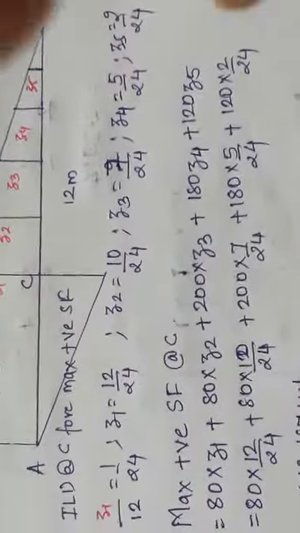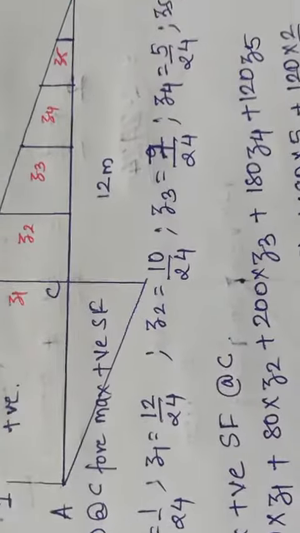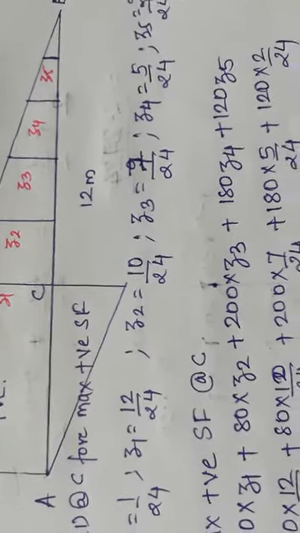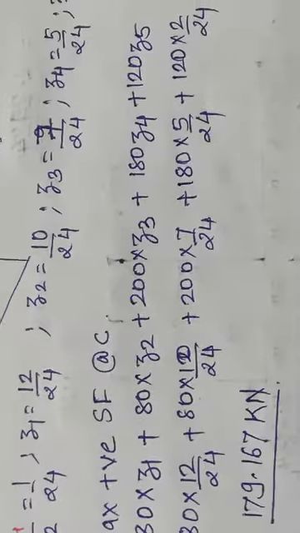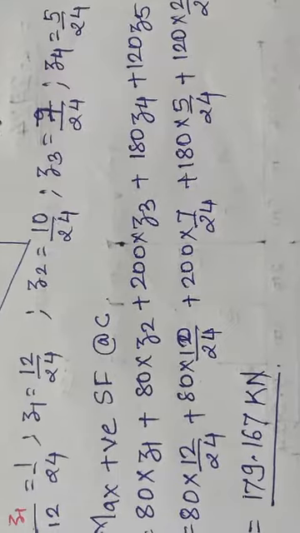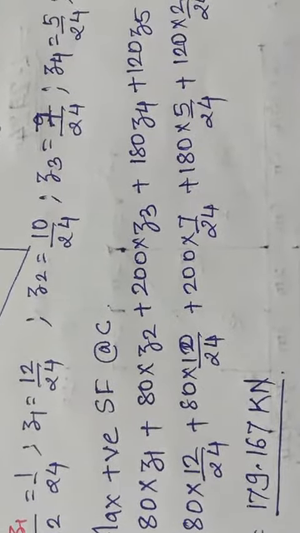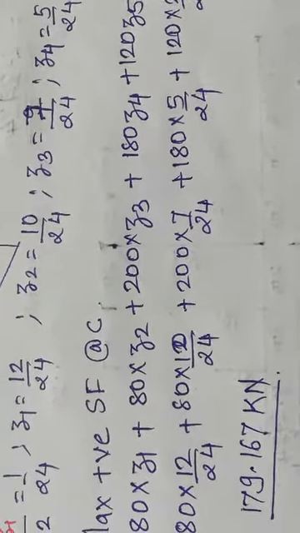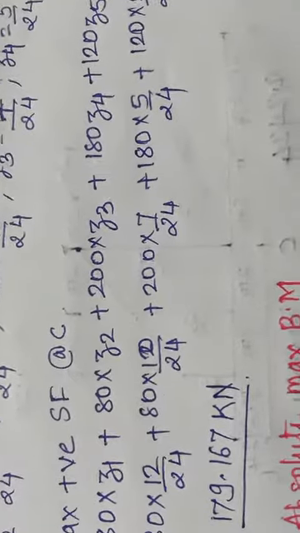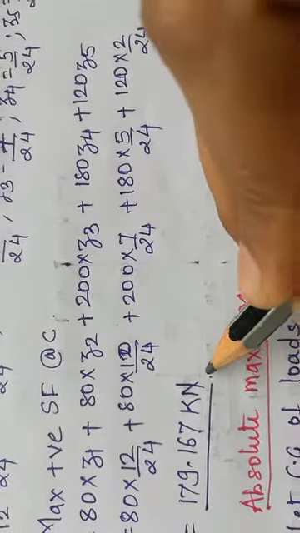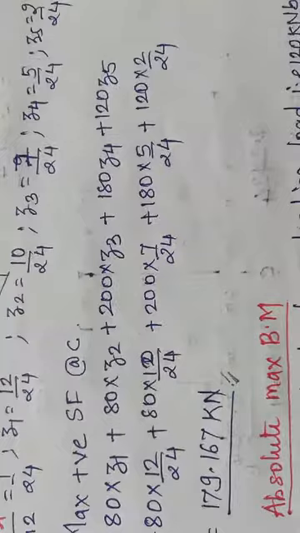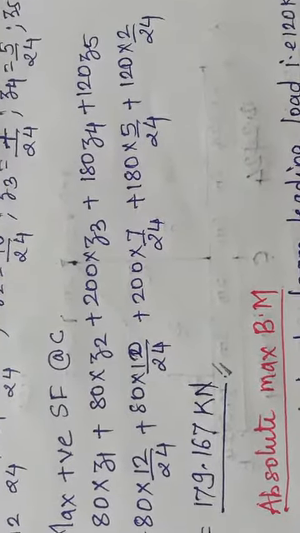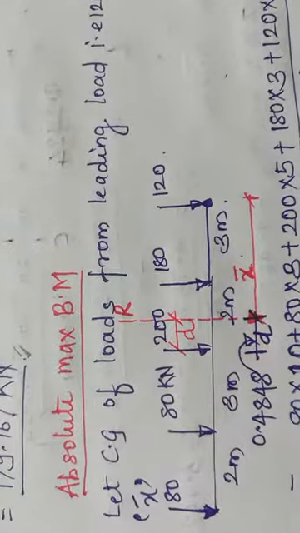Now let us calculate the values of Z1, Z2, Z3, Z4, Z5. The maximum positive shear force at C is given by the summation of the loads multiplied by the ordinates. Once you substitute the ordinates and the loads, you will get the positive shear force as 179.167 kilonewton.